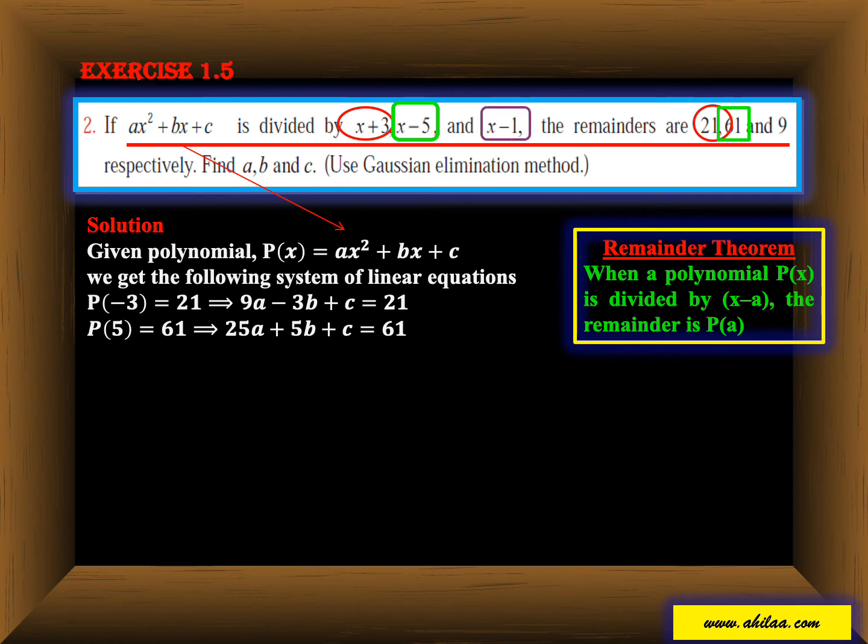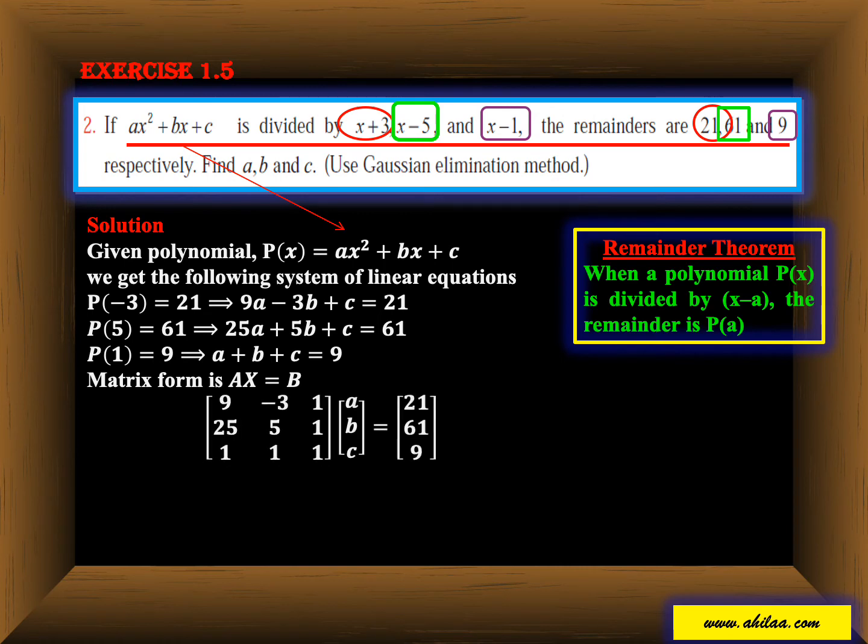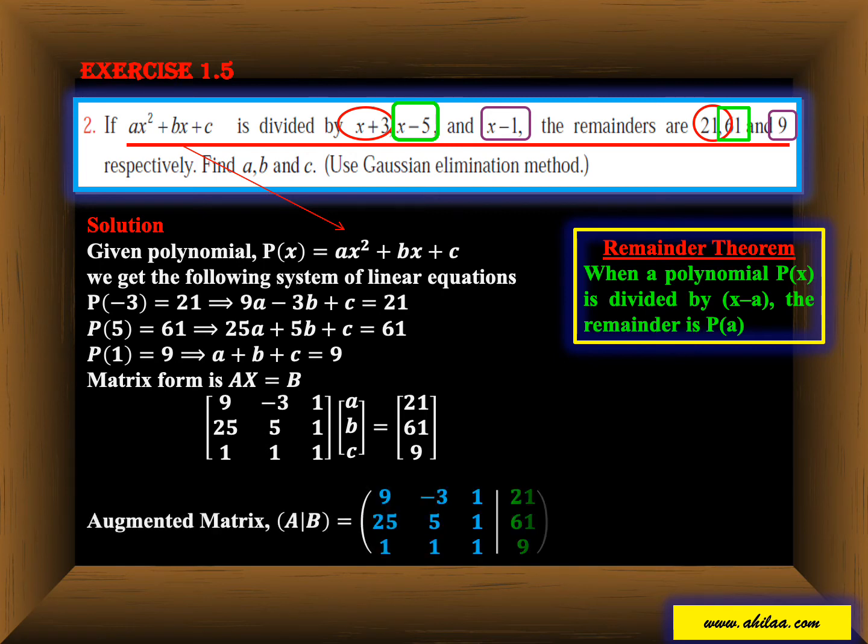Similarly, next, when we divide by x minus 1, we are getting the remainder as 9. So p of 1 equal to 9. So that the equation is a plus b plus c equal to 9. Now matrix form is capital AX equal to B. Collect the coefficients and variable constants. We are getting the augmented matrix A bar B as A the coefficient matrix, bar B the constant matrix.